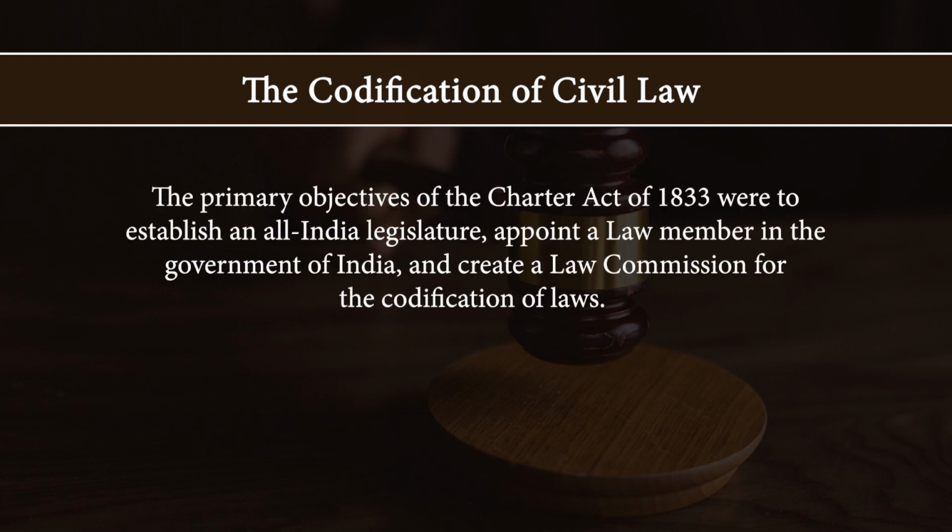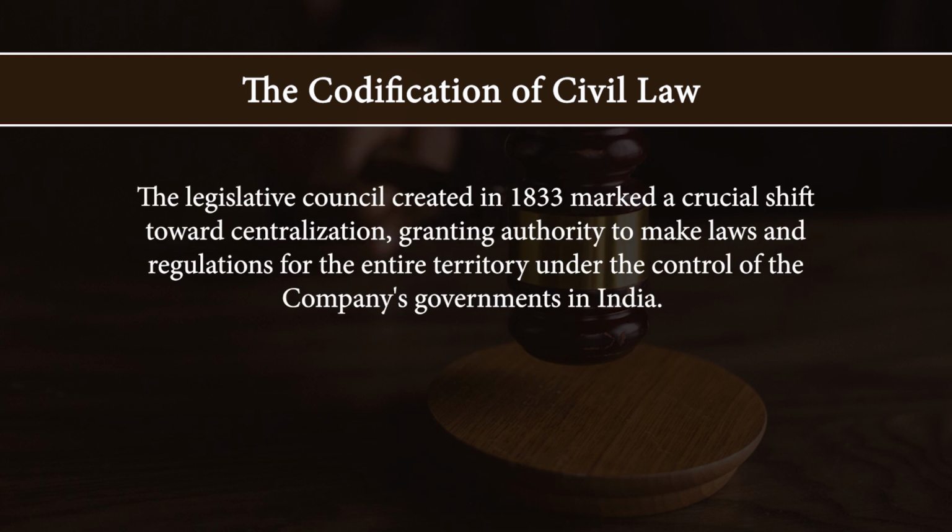The primary objective of the Charter of 1833 was to establish an all India legislature, appoint a law member in the Government of India and create a law commission for codification of law. This legislative council, created in the year 1833, marked a crucial shift towards centralization, granting authority to make laws and regulations for the entire territory under the control of the Company's governments in India.